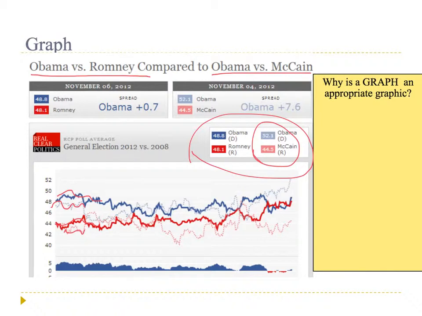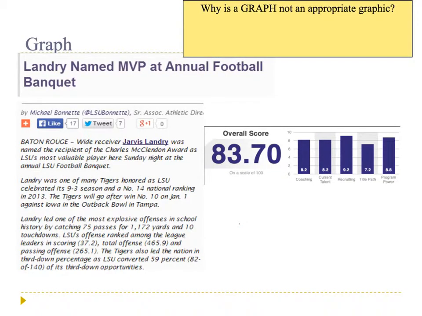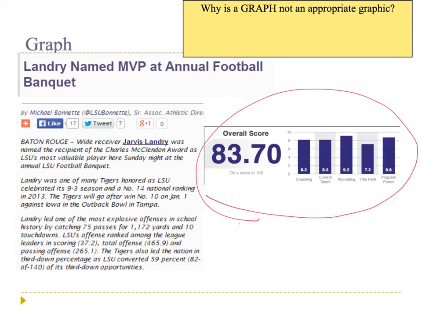Now we're going to go to why a graph is not appropriate. Okay, so why is a graph not an appropriate graphic? This graph over here is talking about an overall football program. It talks about the coaching, current talent, recruiting, title path, and program power. And then it gives the overall score of that actual program on a scale of 100. So this is a pretty good program.